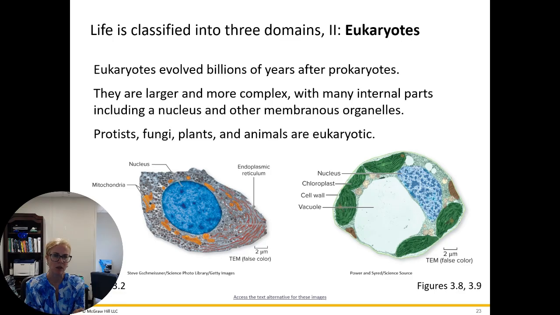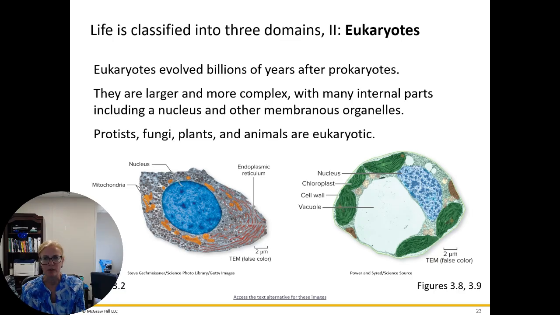Eukaryotic cells came along much later in the picture of life on Earth, billions of years, in fact, after the prokaryotic organisms first came about. They are much larger. They are much more complex. So remember, they'll have a nucleus. They have a lot of organelles inside of them that carry on different tasks. Part of the problem with being larger is it's more complex to keep you alive. So there's lots of different things going on inside a eukaryotic cell.